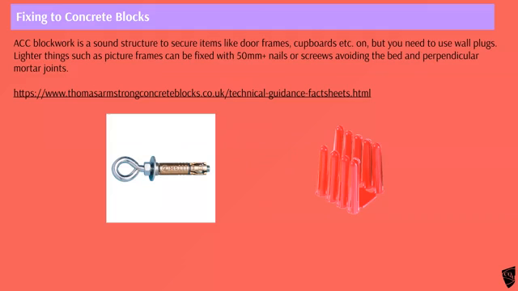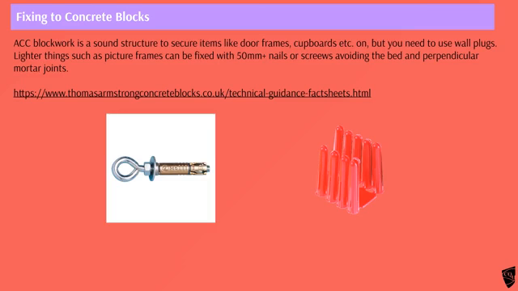Fixability is always a question. How do you fix things to it? When you're building, you're going to want to fix your door frames, your window frames, all that sort of stuff to them. As long as it's not the weakest, least dense ones, 90% of them, you can screw straight into them. So you can nail or screw into them. Normally you want about a 2-incher, so about a 50mm nail or screw will go into it. So that's really good for doing your door frames when you're constructing.